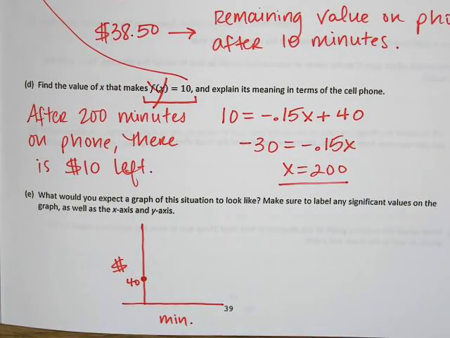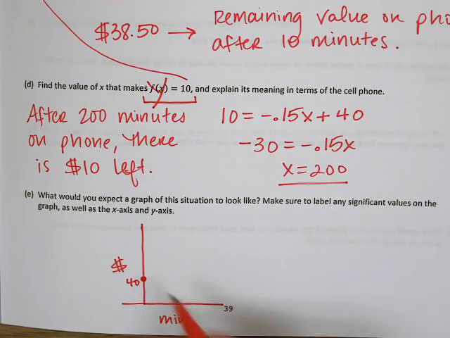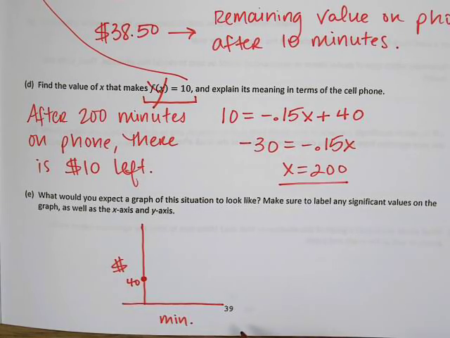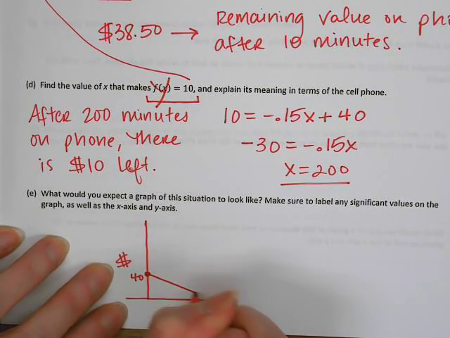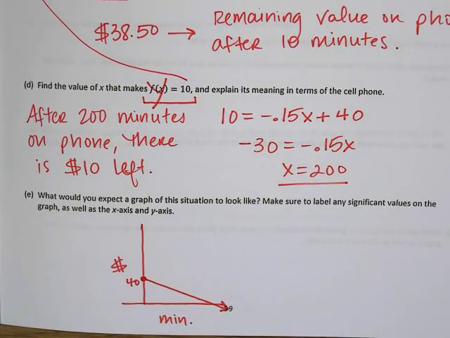Okay, so what's our line doing? It's linear, so we know it's a line. We have a negative slope, so the line will be going down. That's it.